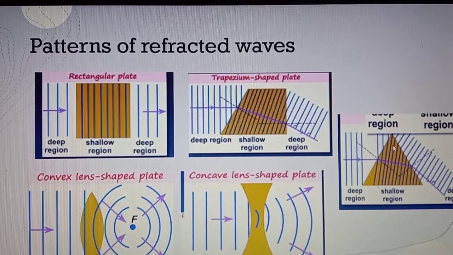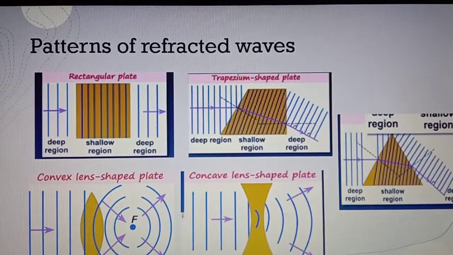So same thing, we just repeat the same thing. We draw a normal line. If from deep to shallow, it bends towards the normal, and then we draw the wavefront. The wavefront in the shallow region is shorter, and then when we go to the deep region, it will bend away from the normal. So we draw the wavefront. So what happens? The wavelength increases again. So you must understand the concept of refraction.